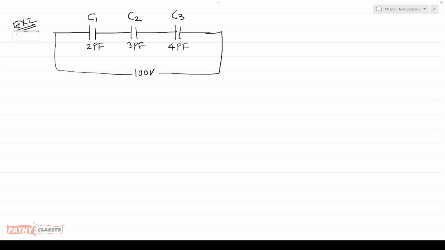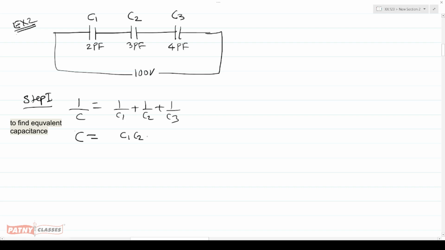Here we have three capacitors. They are connected in series. Now we have to find the charge on each capacitor and the total capacitance of the combination. The combination is connected across a 100 volt supply. So step 1, to find the total capacitance: 1 upon C equals 1 upon C1 plus 1 upon C2 plus 1 upon C3. C is given by C1 into C2 into C3 divided by C1 C2 plus C2 C3 plus C3 C1.